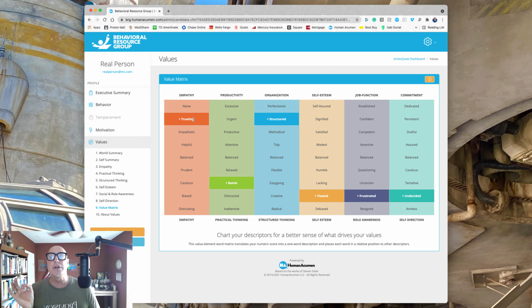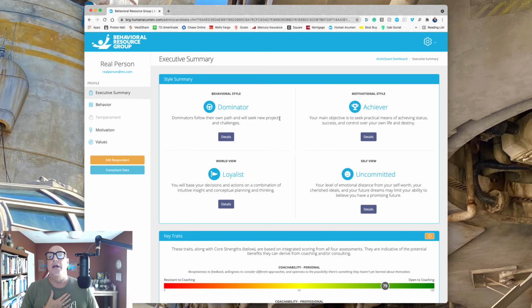So when you look at the motivational value matrix, look at what's going on here. Empathy, they're somewhat trusting. Productivity, completely remiss. Structured, overly structured. Self-esteem, flawed. Job function, frustrated. Commitment, undecided. They don't know if they're committed to their work, their wife, or the kids. There's no commitment level because they don't know what's going on. So when we go back up to the executive summary, dominating: I don't know what's going on inside, so I'll achieve everything I can in the world, and I'm loyal to this. And in myself, I'm completely uncommitted, so I don't pay attention to it.